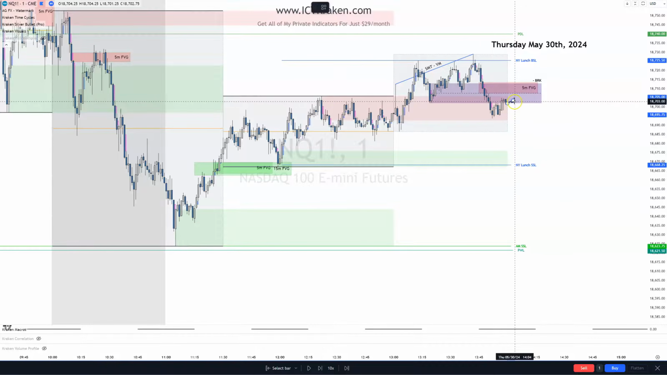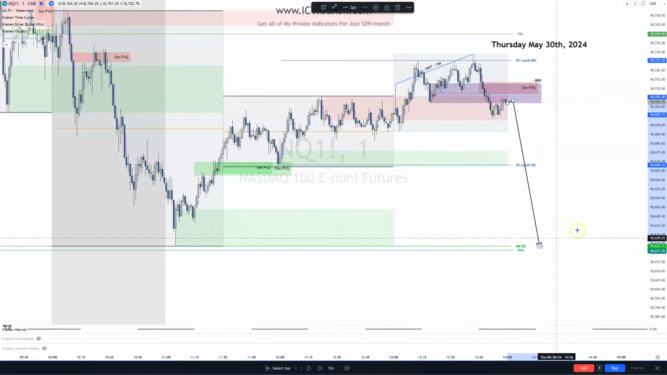Since we're already pretty much there, I just need to stay around here. And then I would want it to come down. This would be my first target. We go break even when it crosses this, and then this would be my next target. That's my plan.